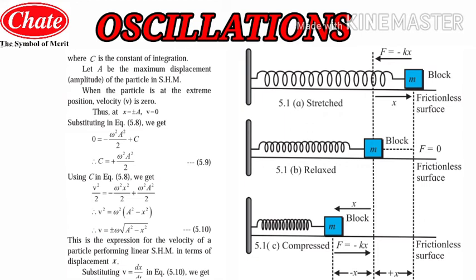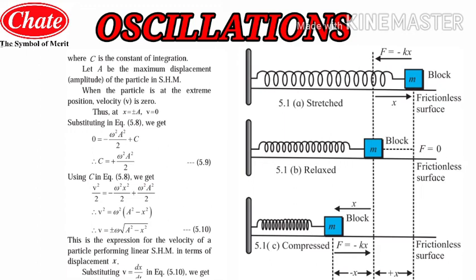Now let a be the maximum displacement, which is nothing but the amplitude of the particle in SHM. When the particle is at the extreme position, means the block will be at the rightmost position, then the velocity is 0. You can take into consideration that the block M is at the rightmost extreme position, so there will not be further velocity in that block. So the velocity will be 0 at that position.